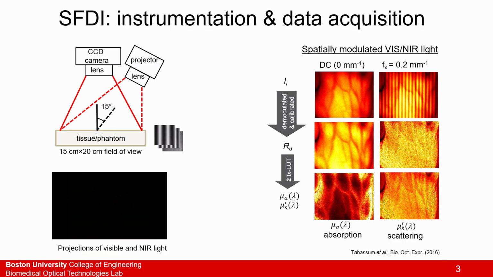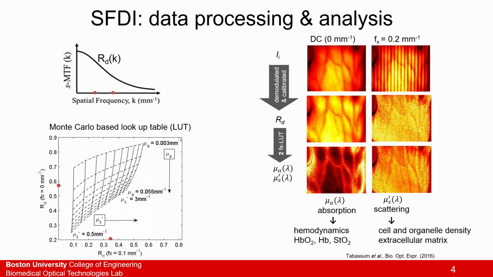To quickly go over SFDI here, fringes of light at multiple wavelengths and spatial frequencies are projected on an object as shown in the video here, and the reflected images are collected by a camera. The intensity images look like this as shown in the top row here. The intensity images are then demodulated and calibrated to extract diffuse reflectance, which is a function of spatial frequency.